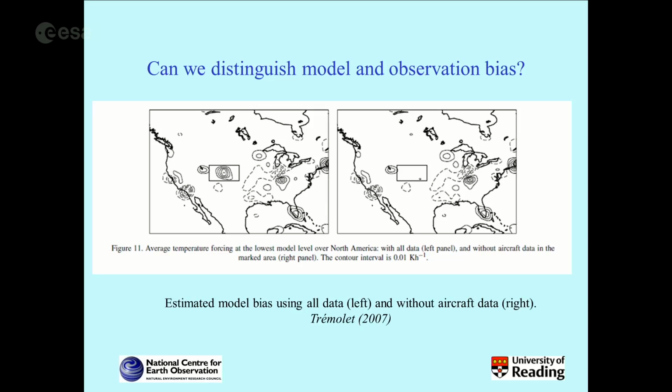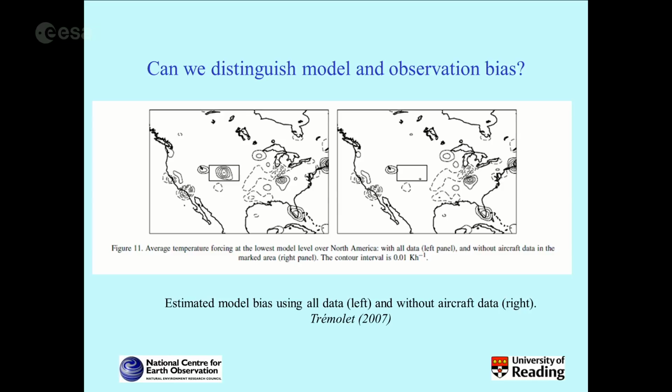And if we're going to do this, we also need to specify what the model error covariances are. It's not obvious how this should be done. People have made some guesses at ways of doing this, and started some work, but there is still a lot to be done there. The question is, can we really distinguish model bias and observation bias?